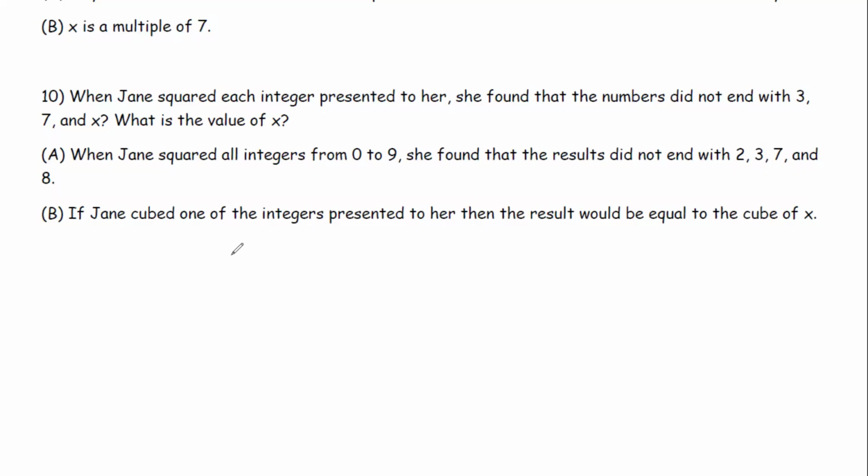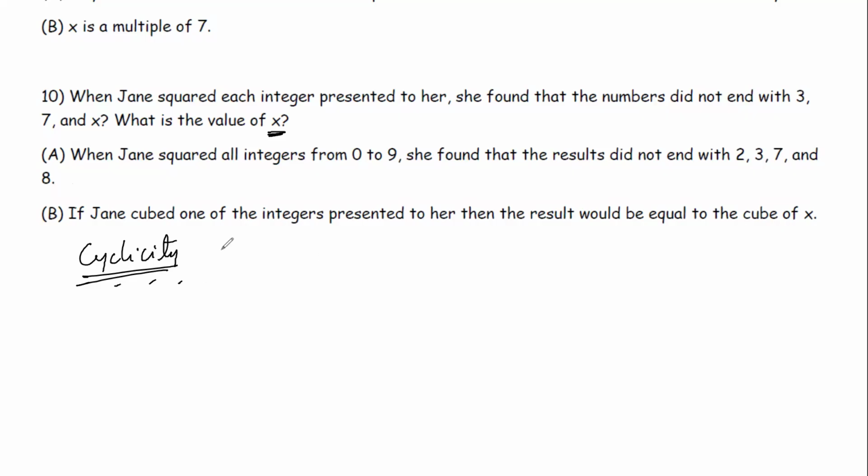Right. 10th one. When Jane squared each integer presented to her, she found that the numbers did not end with 3, 7, and x. What is the value of x? So even before we look at statement A and B, this is a cyclicity concept. I've tried to explain this concept in the full review of math under a different channel, so go through that.